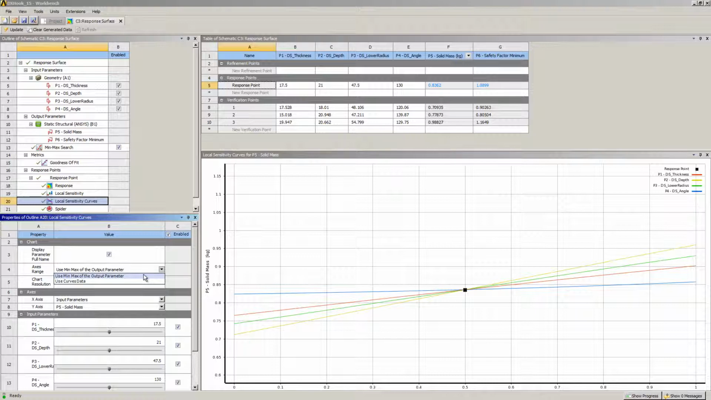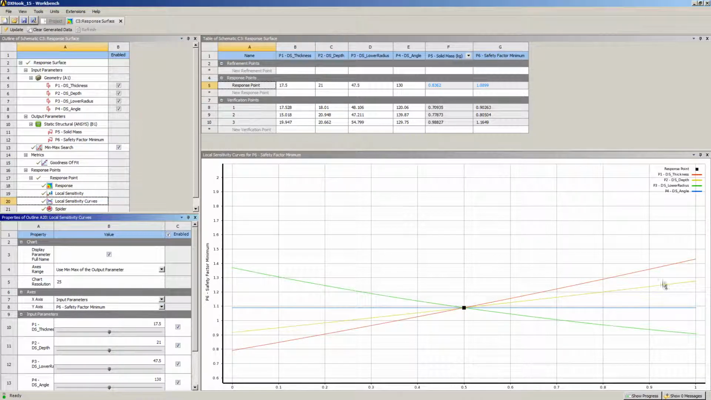I'll use the min-max. I have the option of viewing this chart for either one or two outputs. To start, I'm going to look at the impact of all inputs on a single output, safety factor minimum. The chart shows two curves with high sensitivity, one with low sensitivity, and one that is neutral. The black squares represent the current response point for that curve.